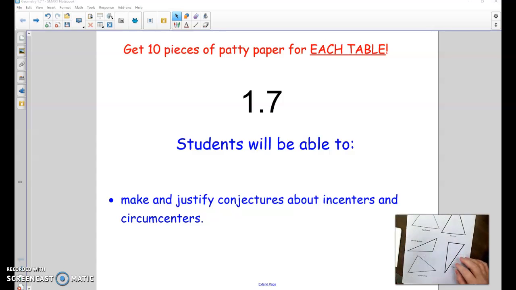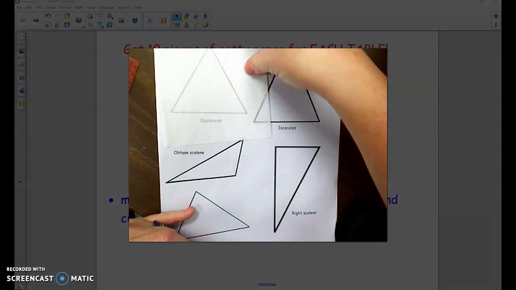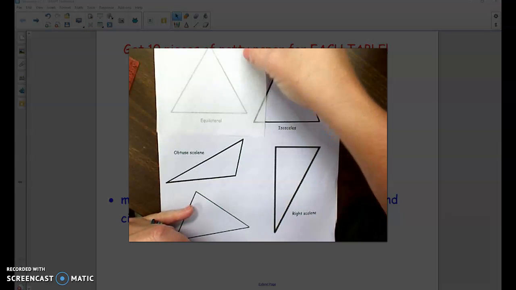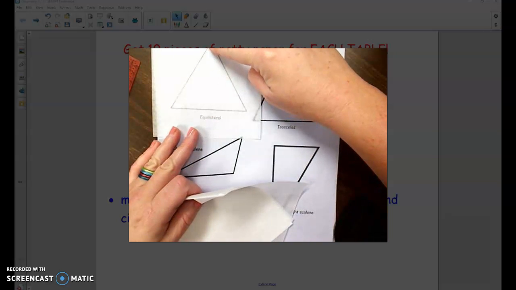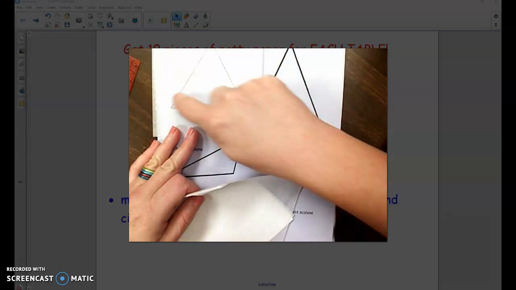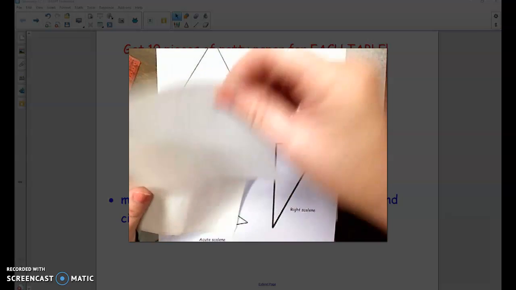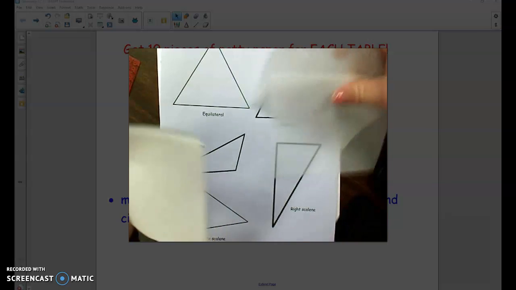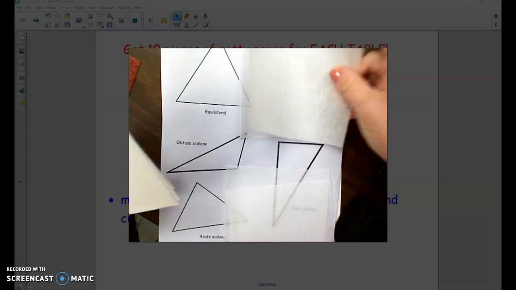And so what you're going to do at the beginning of this lesson is to take these 10 sheets of patty paper and you're going to trace each one of these triangles twice. And so you're going to trace the equilateral triangle on 2 separate sheets of patty paper. And when you are doing so, you're going to use your straight edge to make those nice and crisp edges and label each one. So when I trace the equilateral triangle, I'm going to label that sheet of paper equilateral. And then I'm going to do that a second time. And then I'm going to do the isosceles twice. Label, trace, label, trace, label.